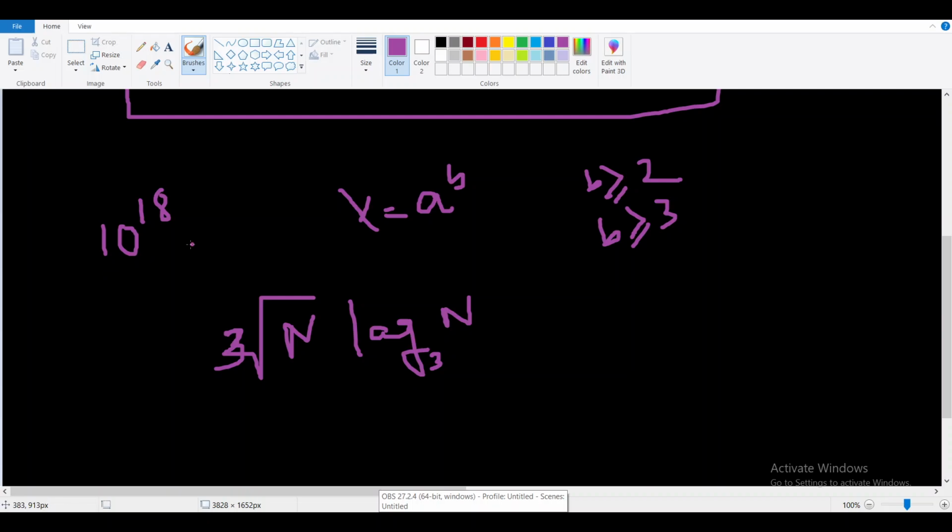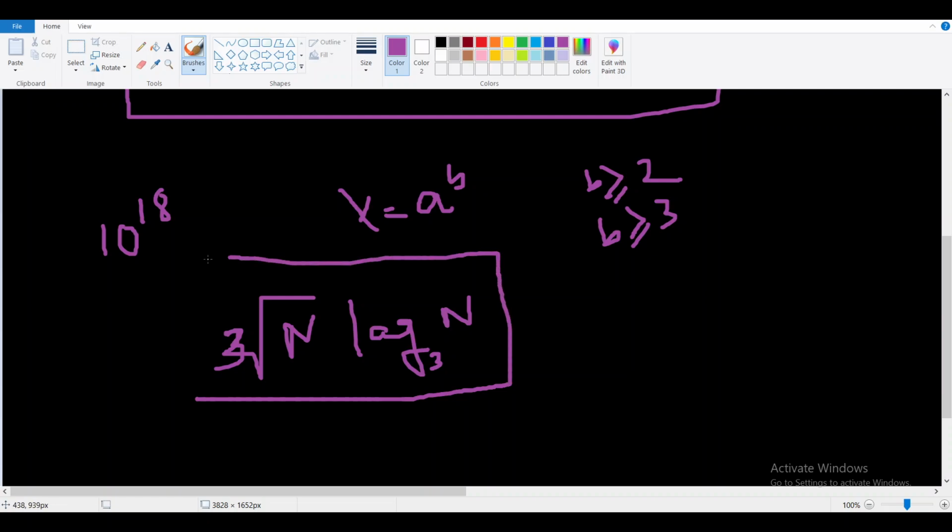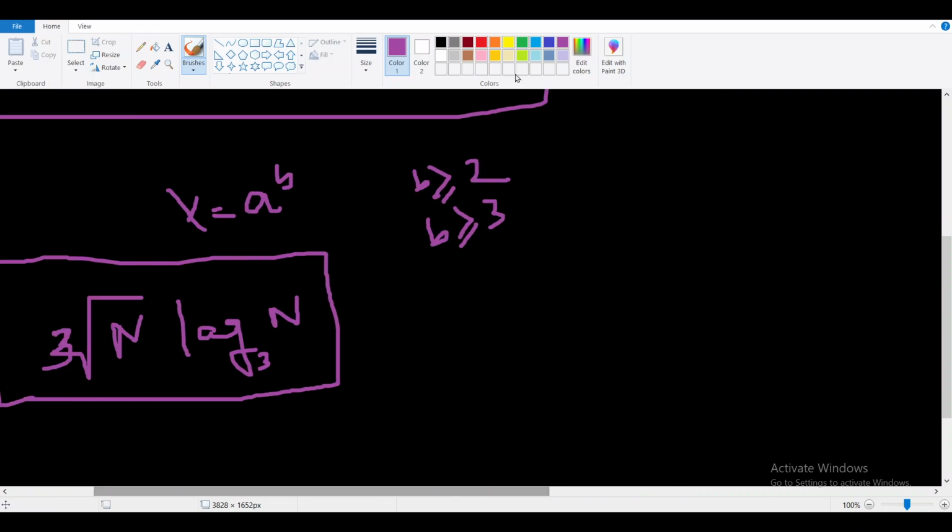Cube root of n is 10 to the power 6 and log n is around 20, kind of. So this is definitely possible, but we are missing out all the square numbers. Okay, we are missing out all the square numbers. So we will process them separately.